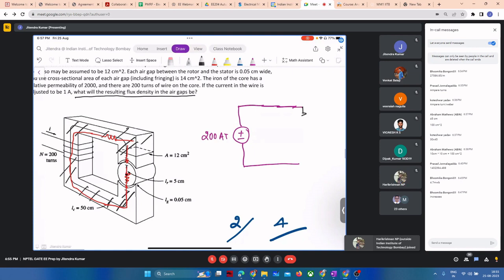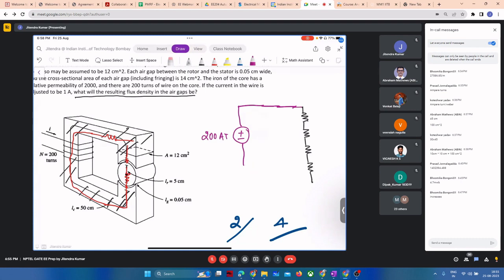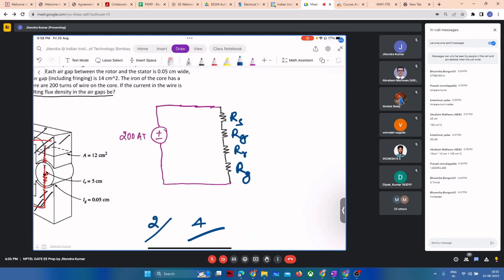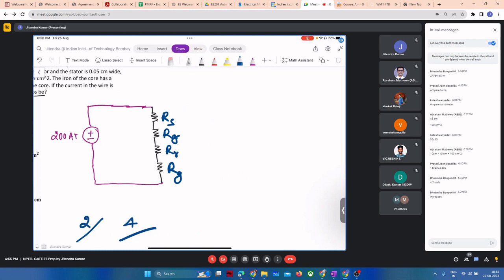So let me model it with four. The stator, air gap, rotor, air gap. These are the four reluctances. Now the task is to compute all the reluctances. Then we will be ready to compute flux.